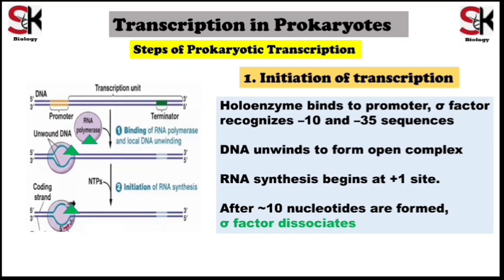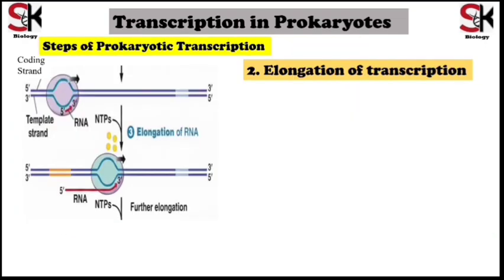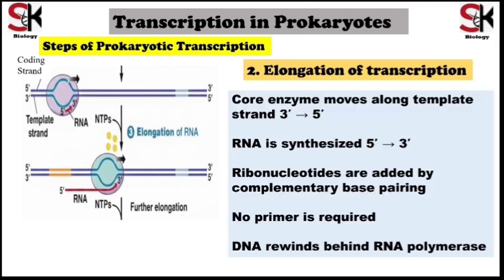RNA synthesis starts at the +1 site. After synthesis of nearly 10 nucleotides, the sigma factor detaches and the core enzyme continues transcription. Sigma factor is required for initiation only. The second step of transcription in prokaryotes is elongation, where the RNA polymerase core enzyme moves along the template DNA strand in the 3' to 5' direction, and RNA is synthesized in the 5' to 3' direction.